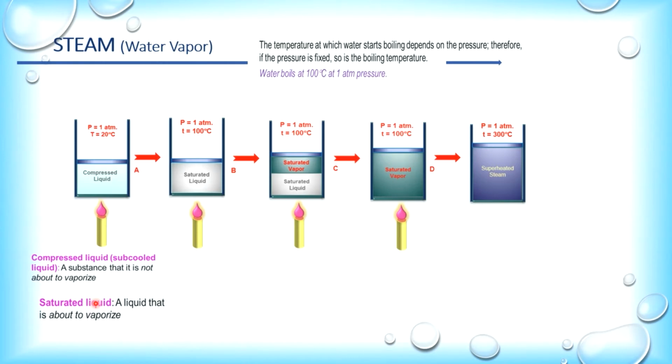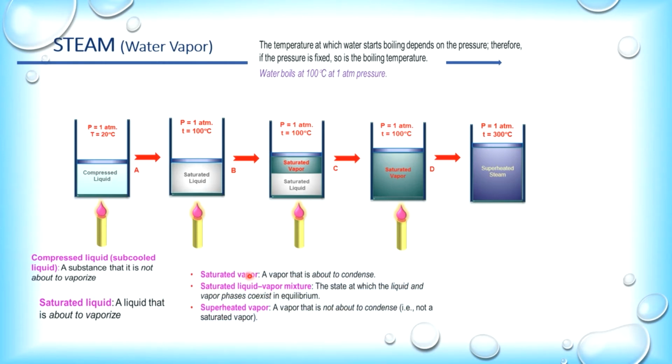Then you have saturated vapor, or we can call it dry saturated steam or dry saturated vapor sometimes, a vapor that is about to condense. If a slight amount of heat is removed, it will undergo condensation. Then the saturated liquid-vapor mixture is the state at which the liquid and vapor phases coexist in equilibrium. Sometimes we call it wet vapor.